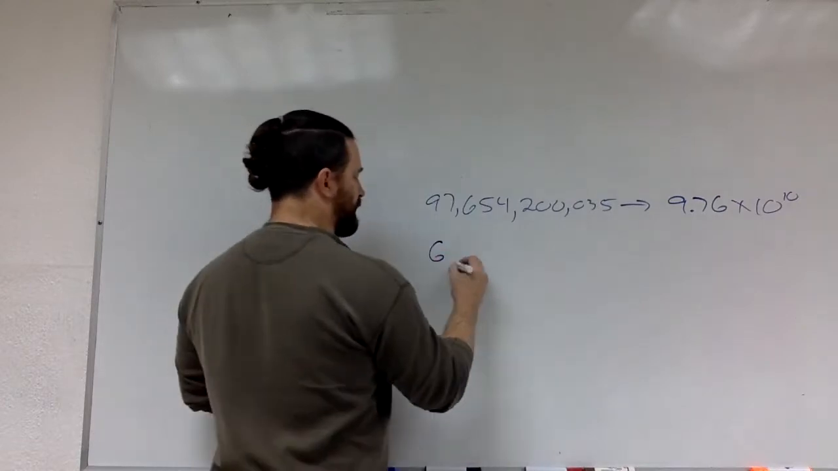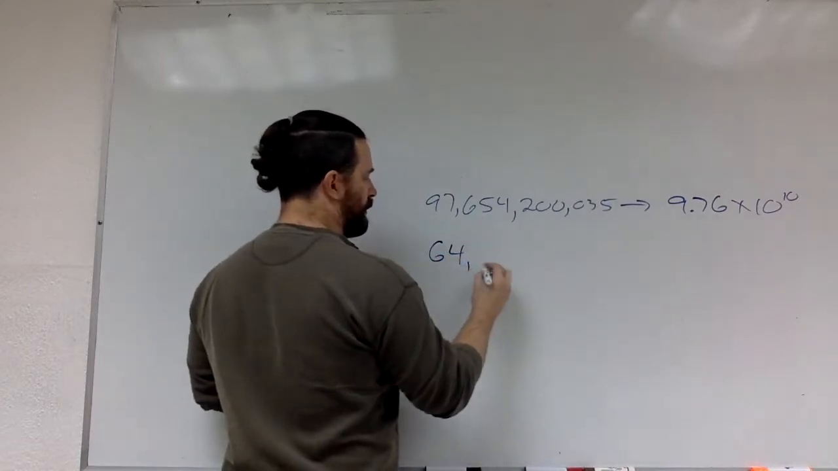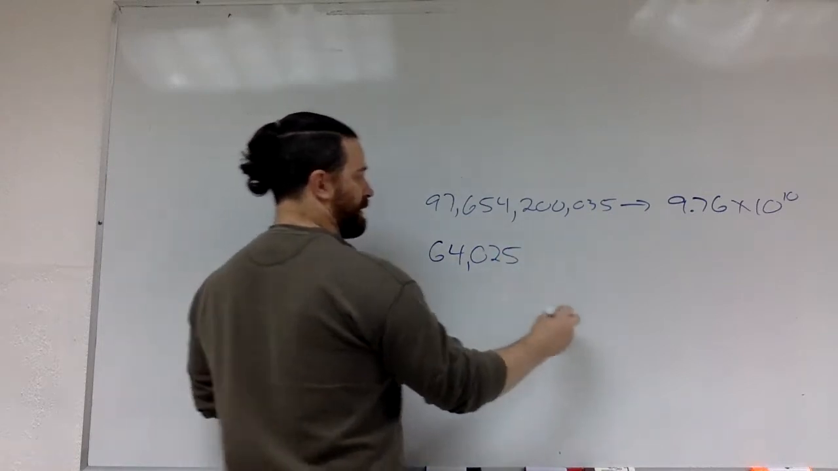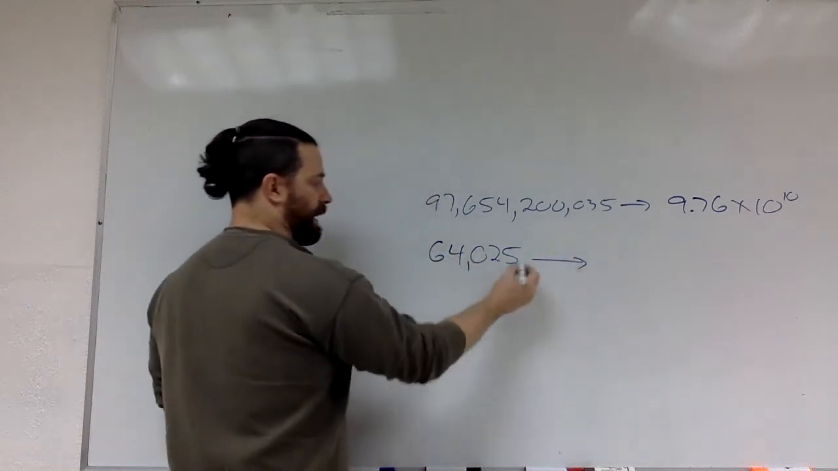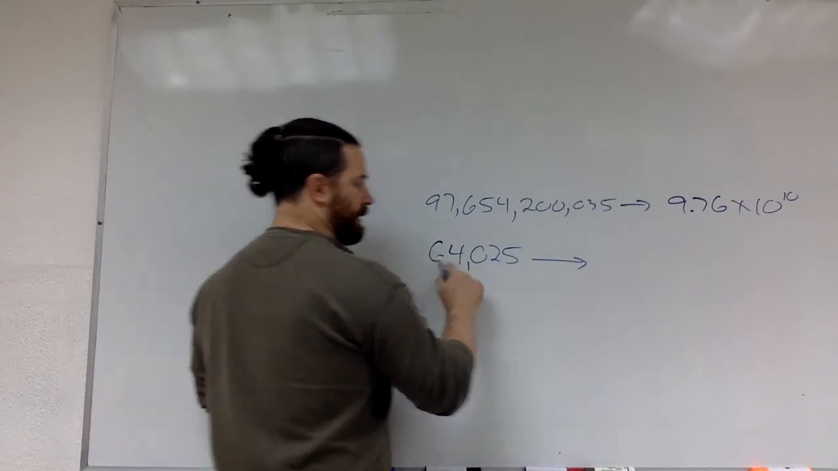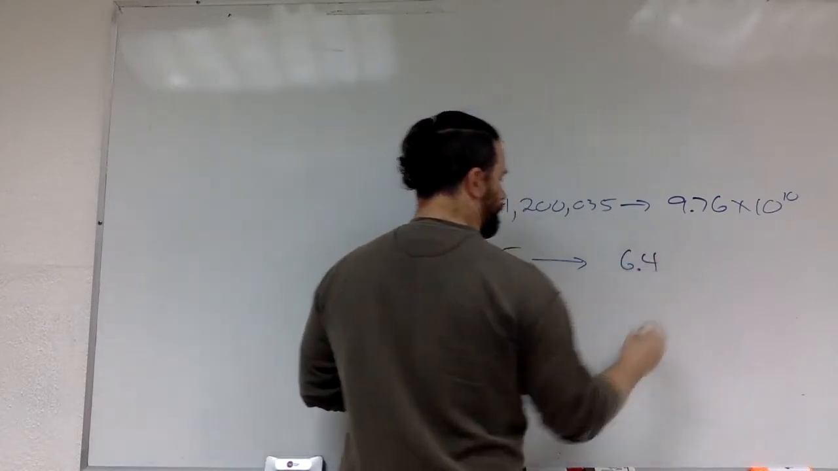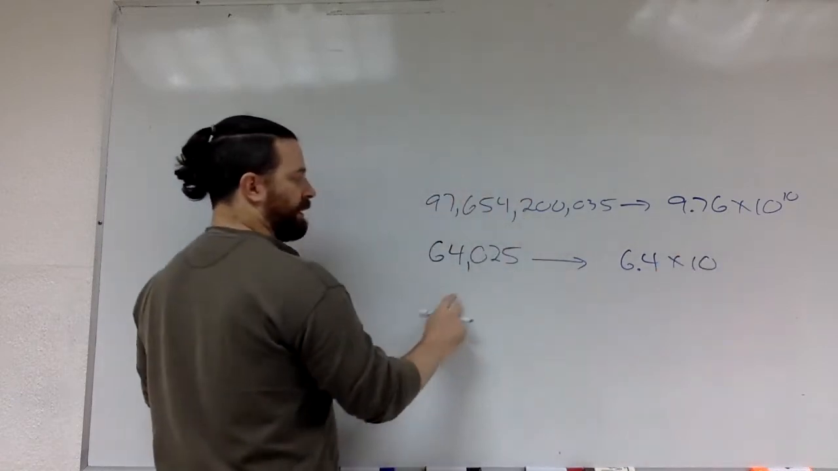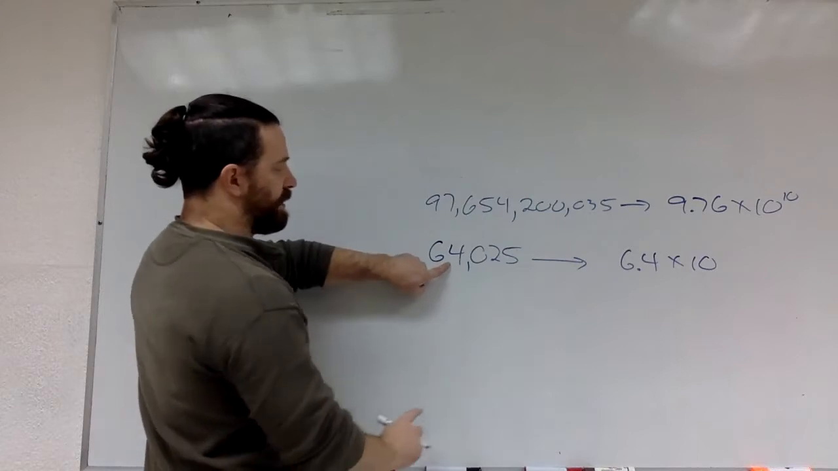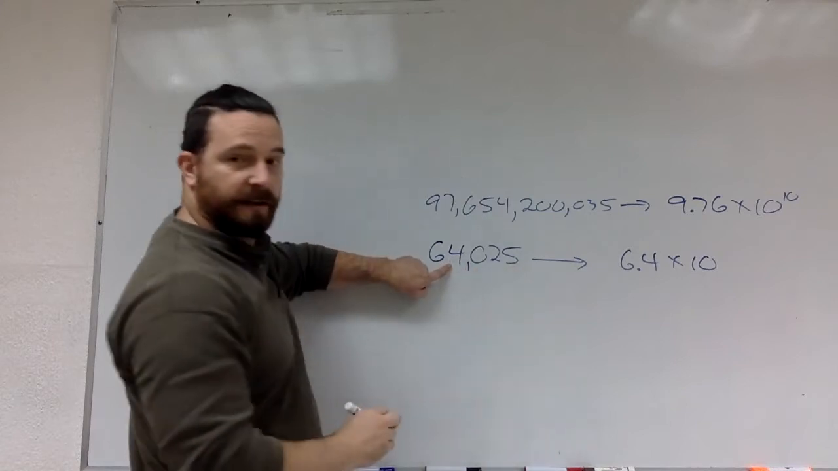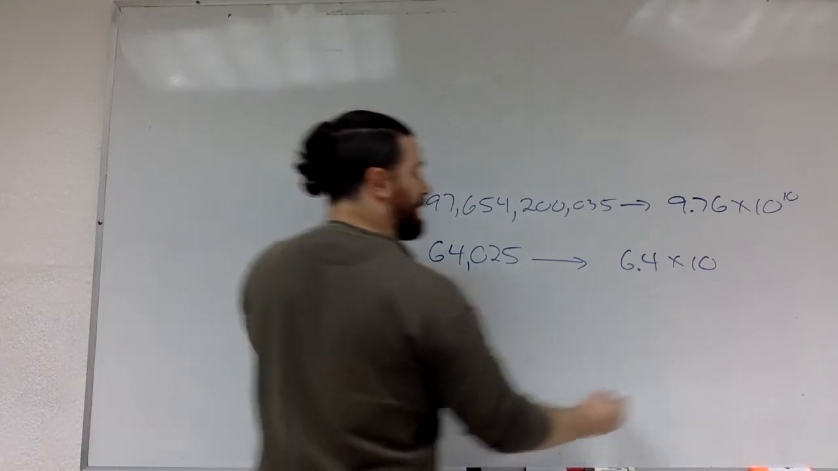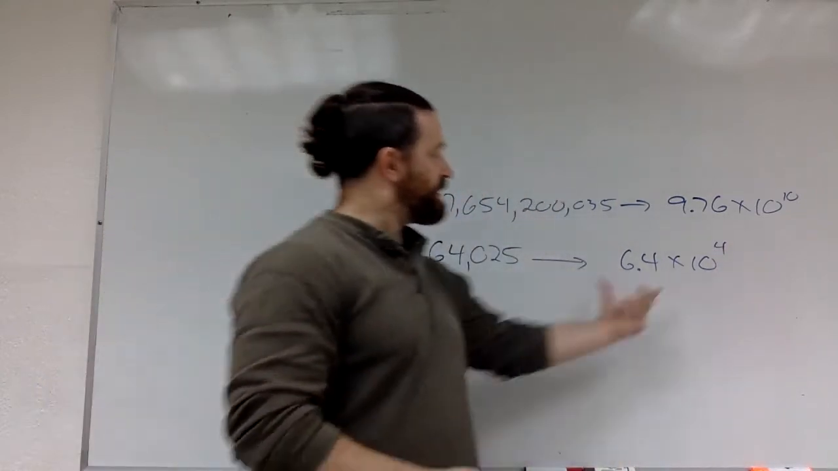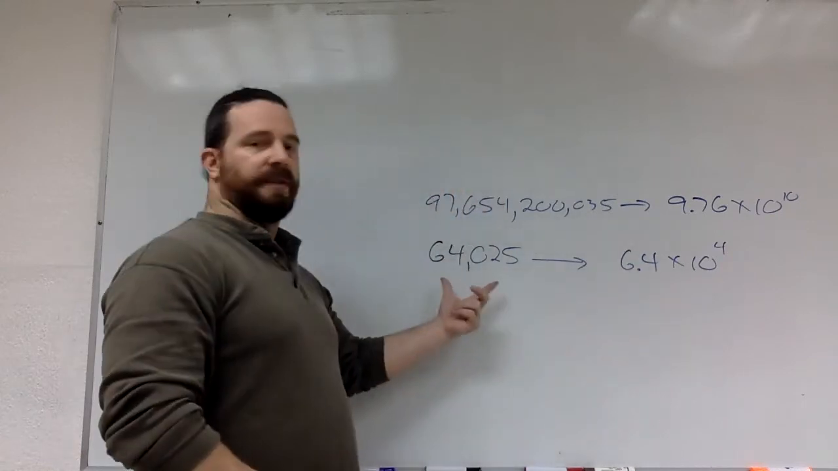Example, if I had 64025. If I want to write this as scientific notation, I put a decimal right here, and we'll call it 6.4. Then I'm going to write times 10. And now, since this is where I put the decimal, there are 4 digits behind where I put the decimal. So that makes the exponent 4. So this is the scientific notation of this number.